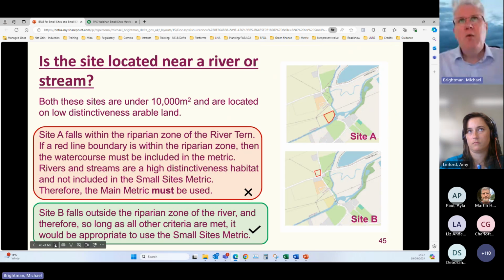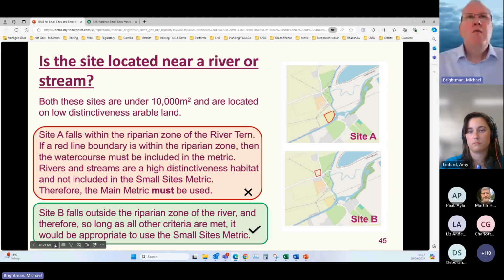We also need to consider watercourses and rivers or streams. Bearing in mind that rivers and streams are high distinctiveness habitats and not included within the small sites metric. In our examples here on the right, both site A and site B are under 10,000 square meters and are located on low distinctiveness arable land.